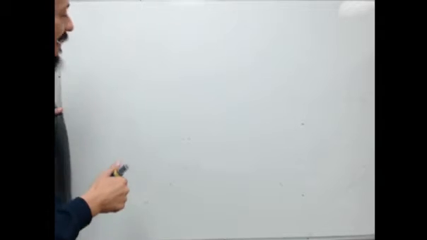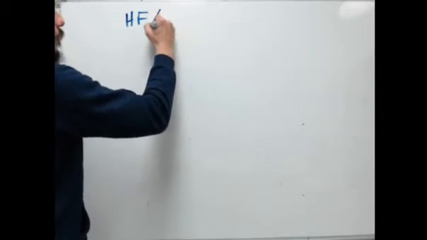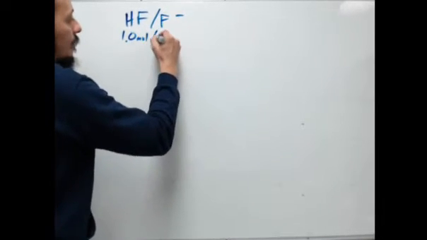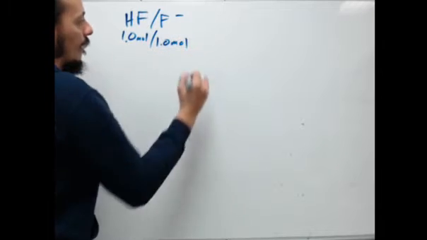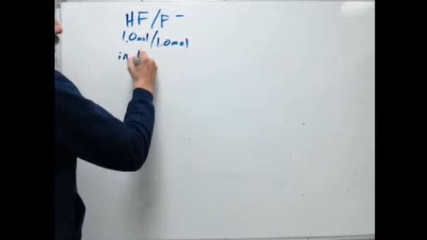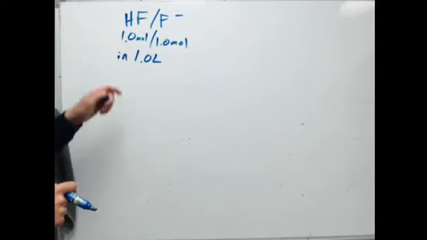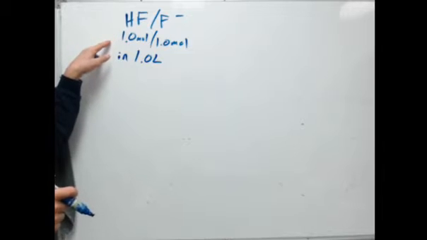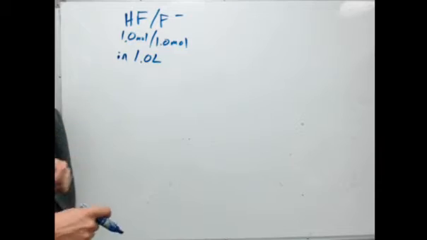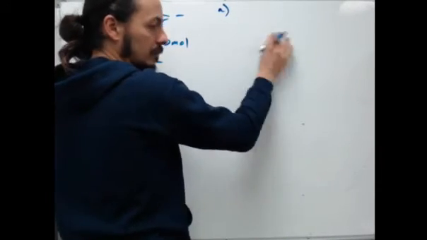Okay, so it says to consider a buffer made from 1.0 moles of HF and 1.0 moles of F minus in 1.0 liters of water. So the concentration of the hydrofluoric acid is 1 molar. The concentration of the fluoride ion is 1 molar. Part A is pretty straightforward. Calculate the pH.